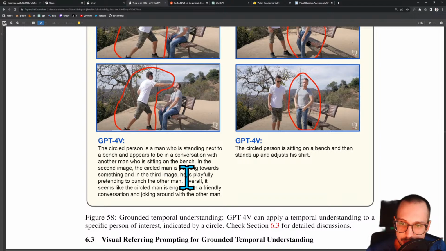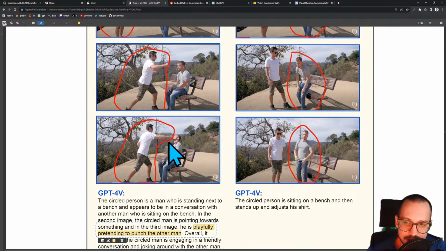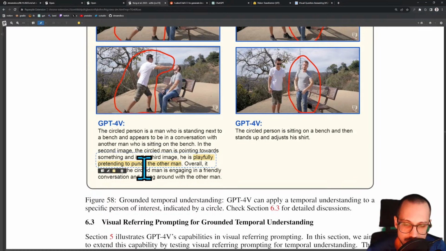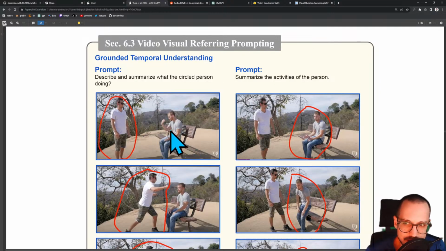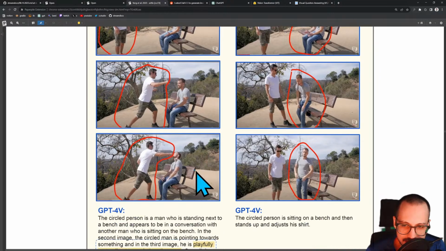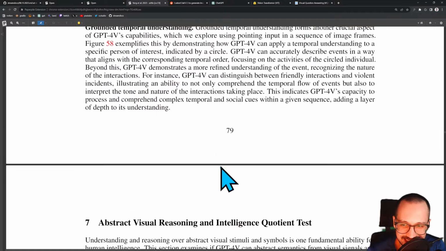Circled man is pointing upwards. He is playfully pretending to punch the other man. So it's even understanding that this isn't a real punch. It's a pretend punch. It's not just saying, hey, this man is punching the other man. It's like, hey, I don't think he's actually punching him. I think that the way they're sitting and the way this man is lifting his head, this is a fake punch. That's quite advanced.